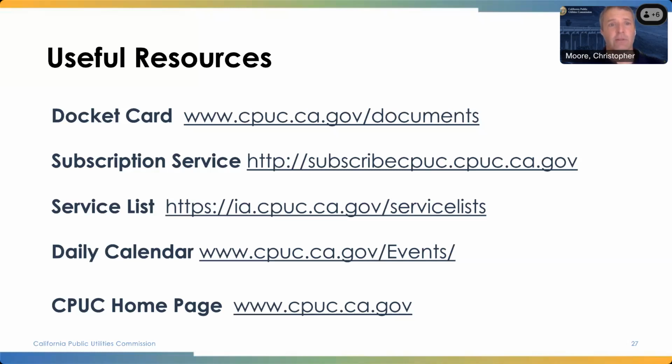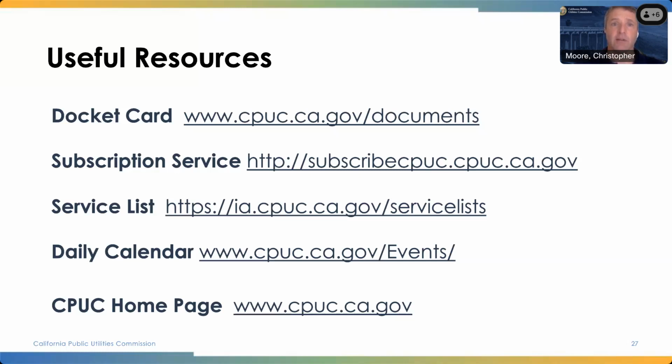You can always comment on the docket card here. This is where, as I mentioned, if you have a proceeding number, you'll be able to find all the documents. You'll be able to see everything that's been filed by the administrative law judge and by the various parties, and you can also comment directly here. For example, on AT&T's recent application to be relieved of its carrier of last resort obligations, we've got thousands of comments.